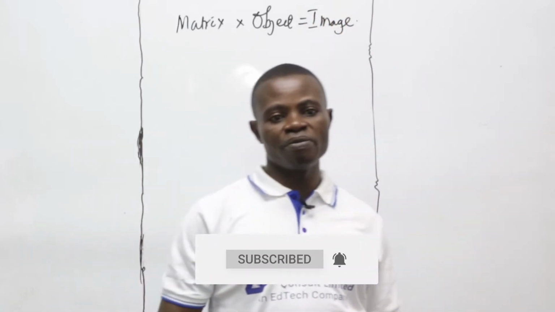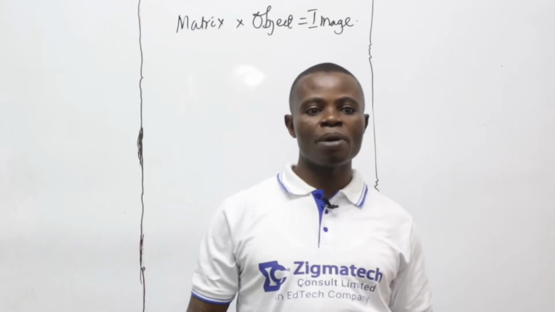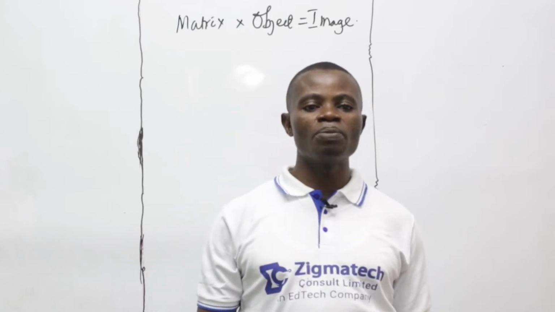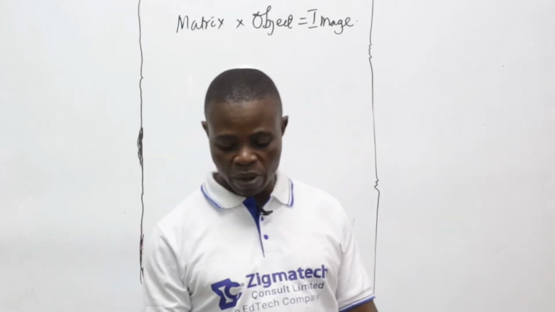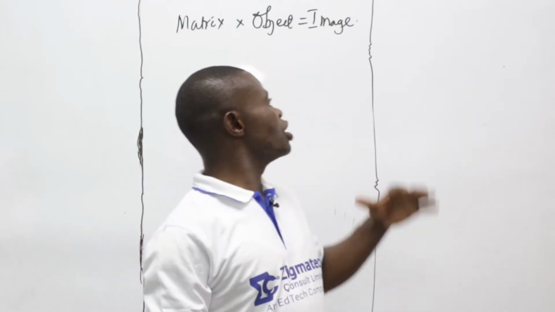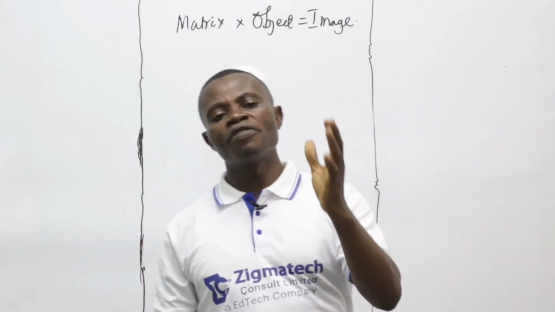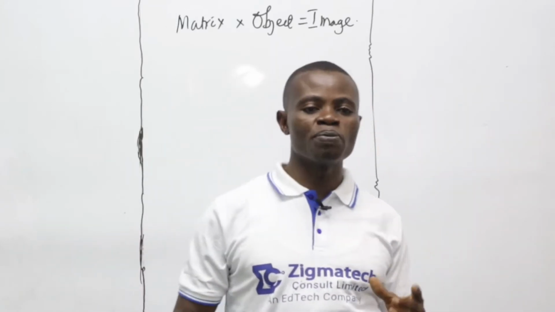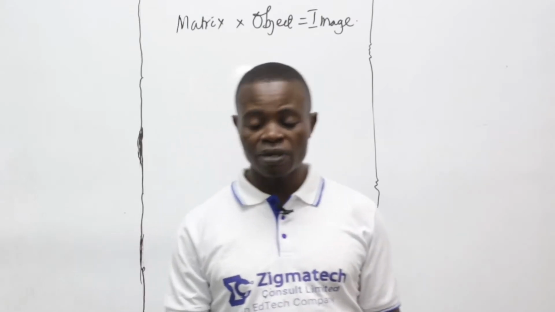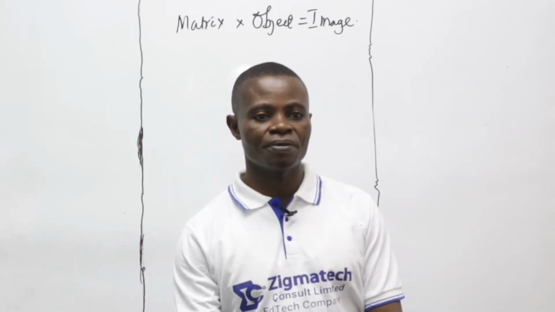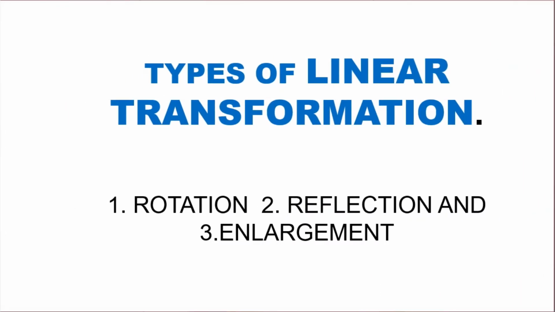So linear transformation of matrix is what? One mapping of a point called the object in a plane into a point called the what? The image. For every formation of image, there must be a product of what? The matrix and object given. Types of linear transformation: we have the rotation, reflection, and enlargement.